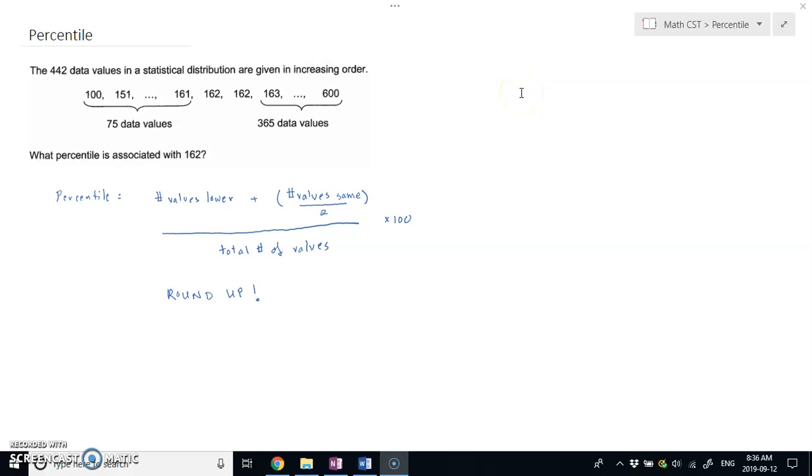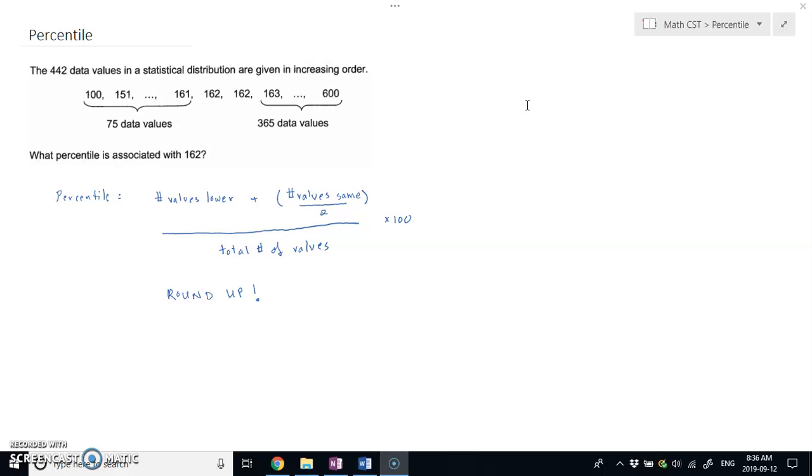Hey everyone! So in this video we're going to tackle one of the most common short answer questions on the CST exam, the percentile question. Now in a percentile question, a list of data values is given, and they often ask what percentile is associated with a particular data value. Now this question is worth 4 points, but you can only get 4 points or 0.